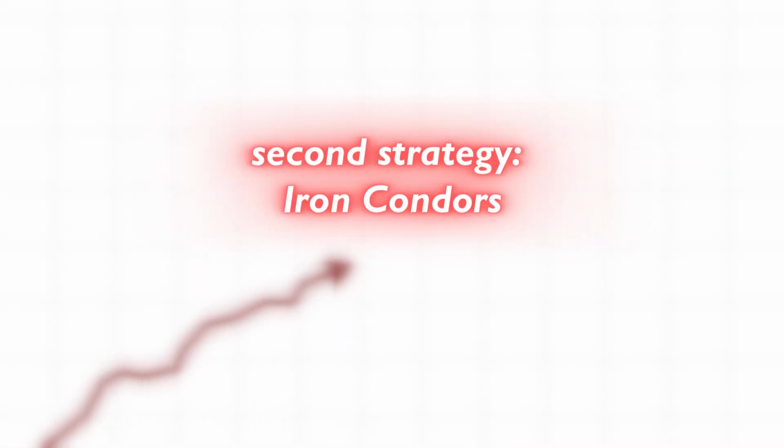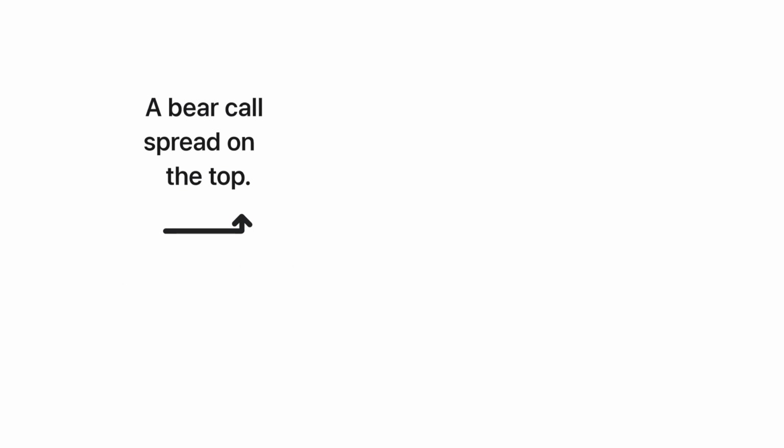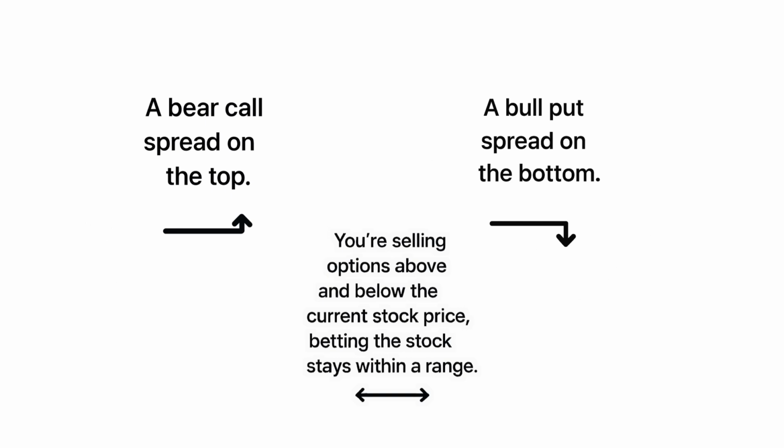The second strategy is the iron condor. An iron condor is two credit spreads combined: a bear call spread on the top, a bull put spread on the bottom. You are selling options above and below the current stock price, betting the stock stays within a range.